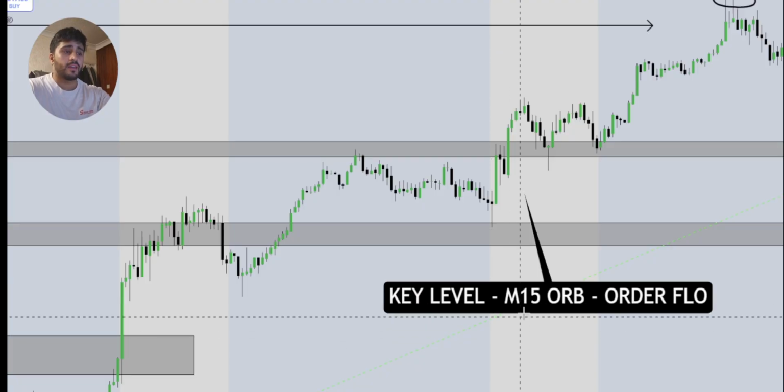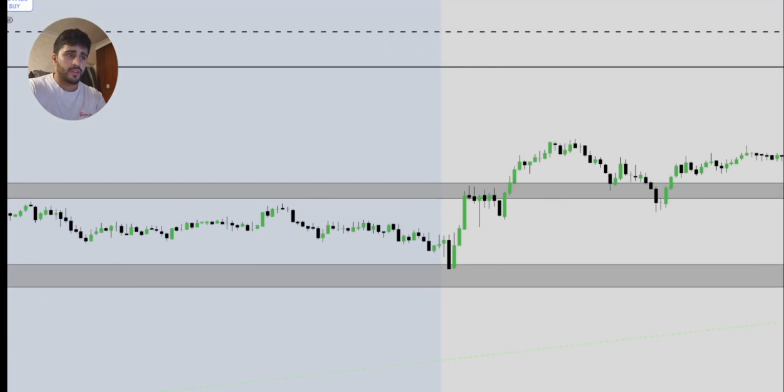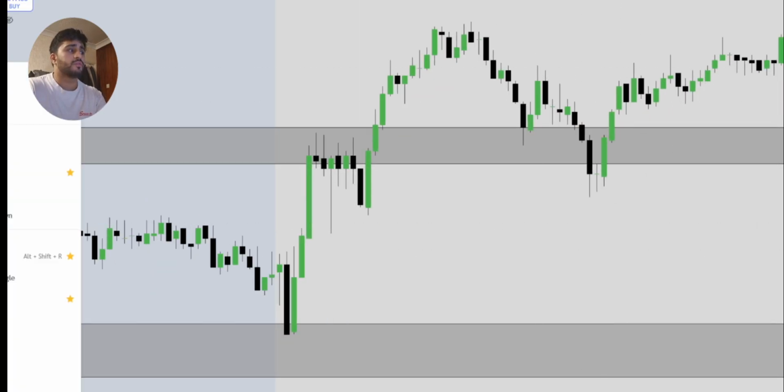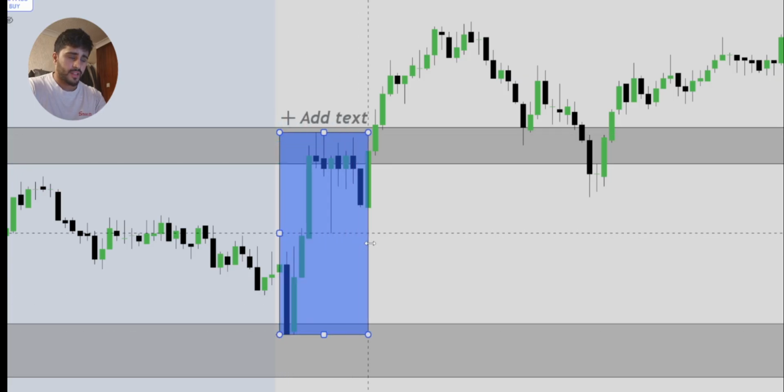Now, from a lower time frame perspective, let's just break this down. You first want to understand breaks of structure. You first want to understand breakouts. So if you're using a 15-minute opening range breakout, you're using the first 15 minutes. So that's going to be, where are we? There we go.